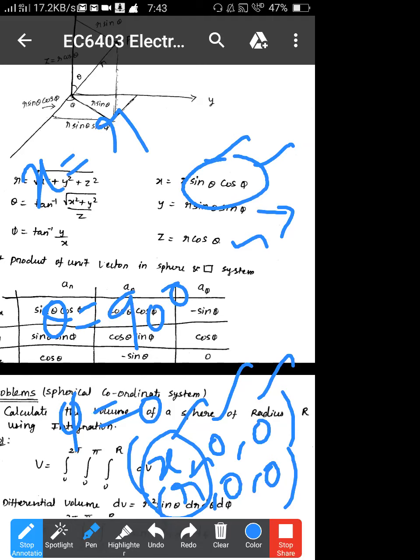Please remember always, your value depends on theta and phi. You have chosen some point. For that point, what is the theta and what is the phi? That is the idea. So like this, you can simply remember this formula.